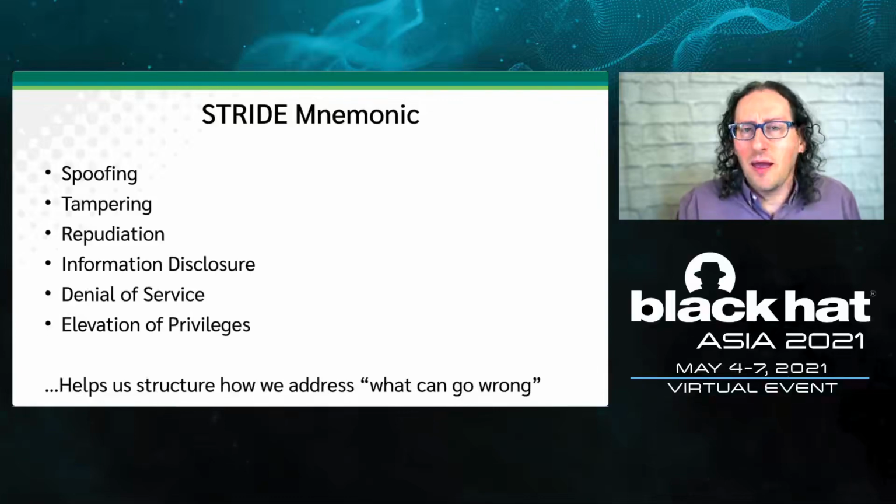We can say, how can someone spoof this? How can someone tamper with it? For something like our credit cards, obviously information disclosure is a big threat, as is repudiation, claiming that you're not responsible for a charge, a package that showed up on your porch, or the package never showed up on your porch. And so this structure is something we often bring to threat modeling, but not always.